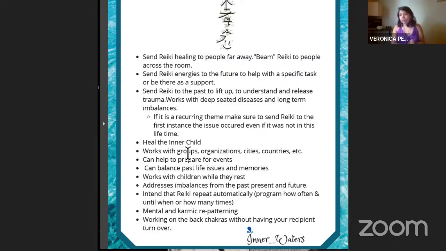You can use it for inner child work and healing your inner child. You can use it to work with your children, send Reiki to your children while they're resting and you don't want to touch them because that will wake them up.